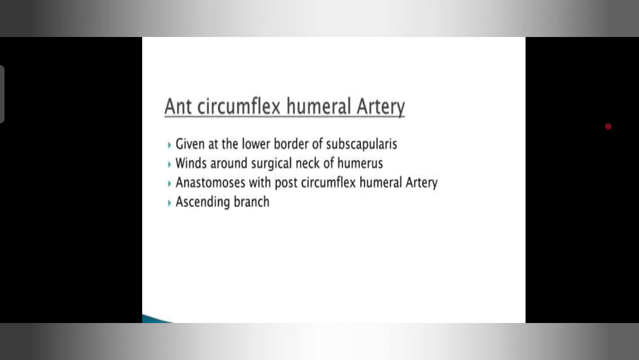Next is the anterior circumflex humeral artery. It is given at the lower border of subscapularis. It winds around the surgical neck of humerus, and it anastomoses with the posterior circumflex humeral artery, and it is the ascending branch.